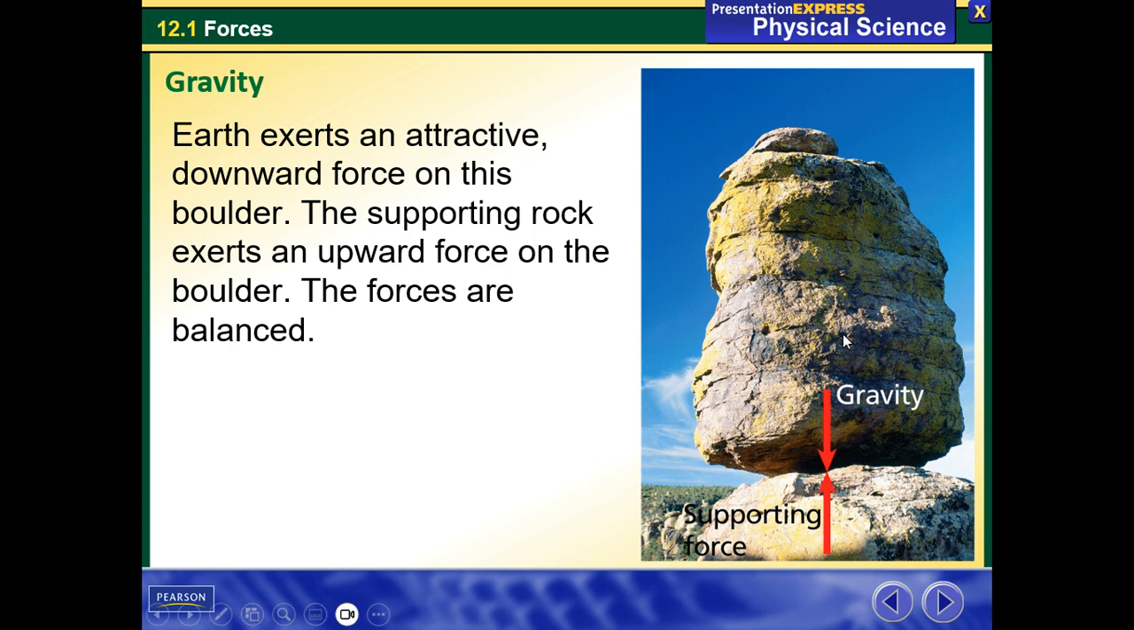This supporting rock exerts an upward force on the top rock, and gravity is going to push it down. Now, we say that these forces are balanced, and the reason they're balanced is because this object is not moving. This object is staying still, so our forces have to be balanced so it's not tipping over or falling.